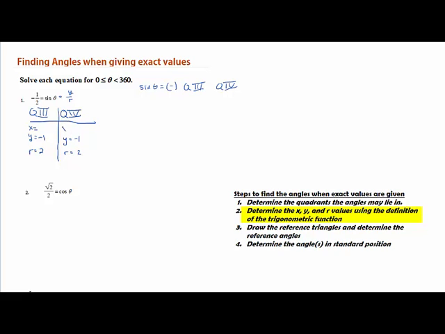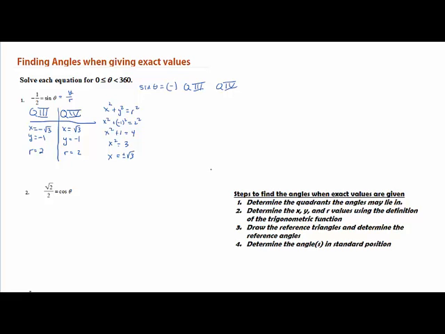Next step is to figure out what x is. We can always go back and use x squared plus y squared equals r squared. And we plug in x squared plus -1 squared equals 2 squared. X squared plus 1 equals 4. We subtract 1 from both sides, we get x squared equals 3. And when we take the square root of both sides, we get x equals plus or minus square root of 3. In quadrant 3, x is negative square root of 3. In quadrant 4, x is positive root 3. We now have our x, y, and r values for the two angles.